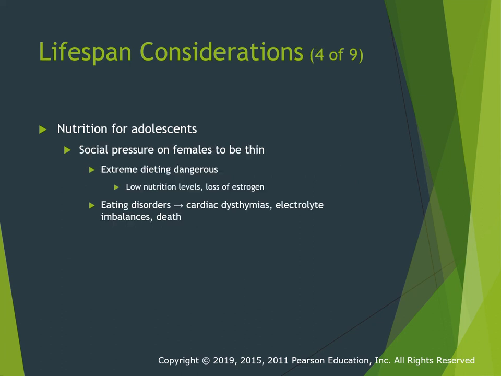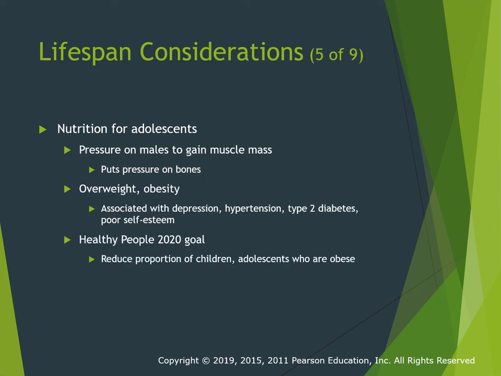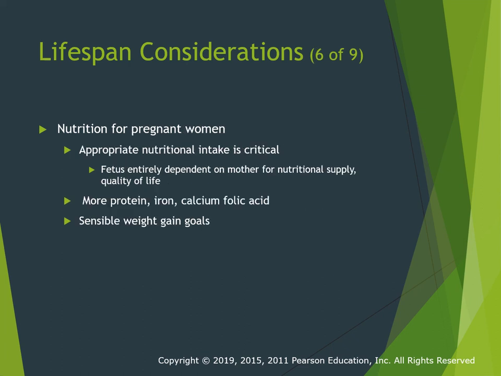Nutrition for your adolescents, again, social pressures to be thin. We really may need to refer them to some psychiatric counseling if they're dealing with that. Pressure on males to gain muscle mass and on the females to be thin. Obesity, these kids a lot of times get labeled and they get picked on, and so they deal with a lot of depression. And obesity in children leads to type 2 diabetes, hypertension, poor self-esteem. And so now you're dealing not just with a dietary issue, but with a mental issue as well.